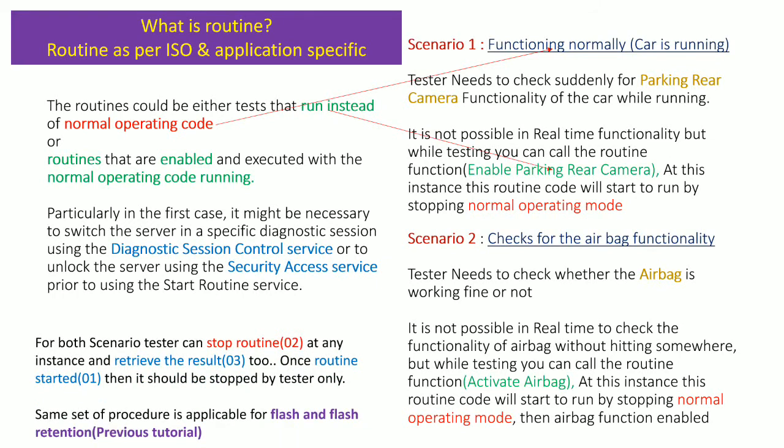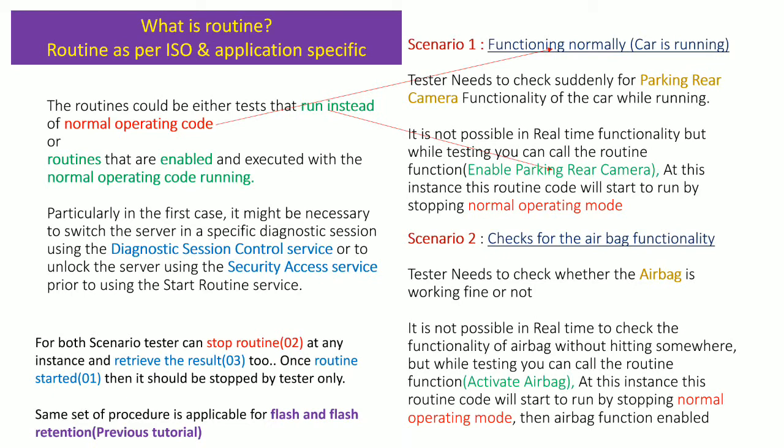For both scenarios, the tester can stop the routine, that is subfunction 02, at any instant, and retrieve the result with subfunction 03. As I discussed in the routine control video, subfunction 02 is to stop the routine, and 03 is to retrieve the result. So you can read the complete sentence: for both scenarios, the tester can stop the routine at any instant and retrieve the result once the routine has started.